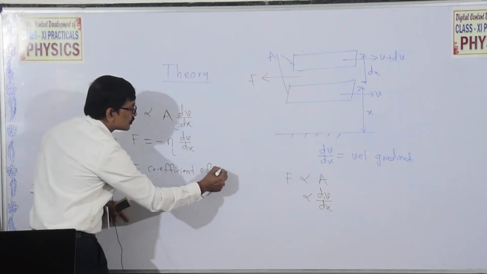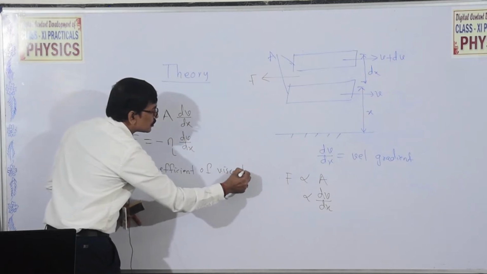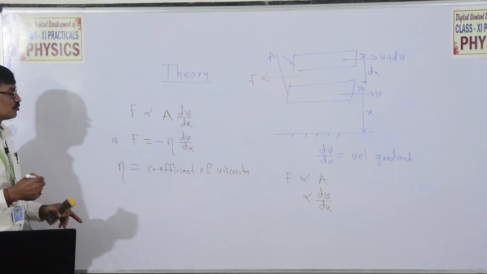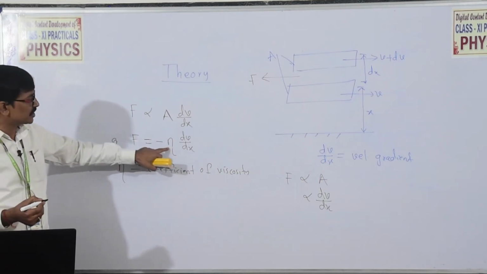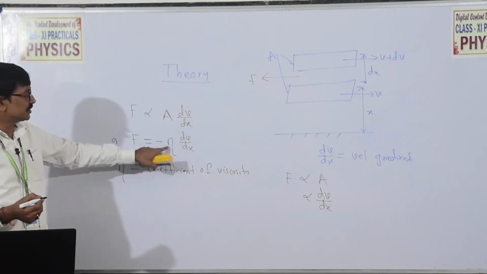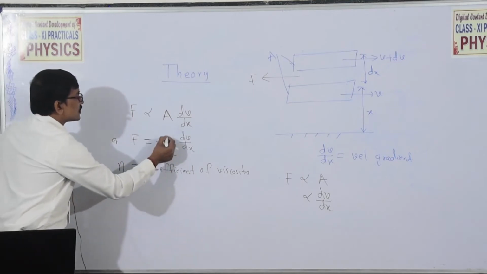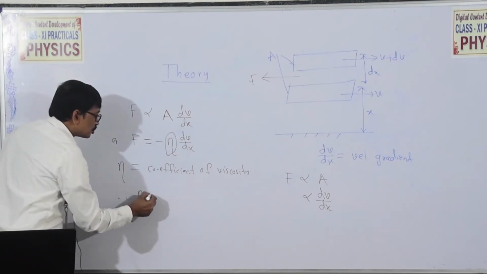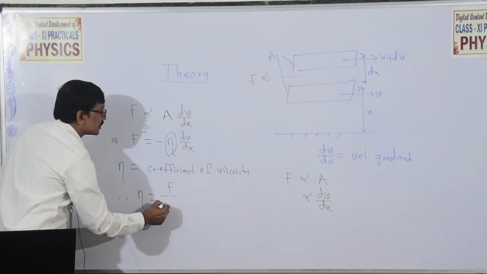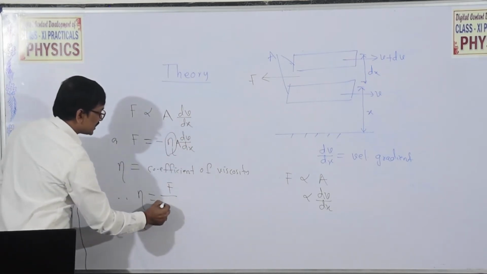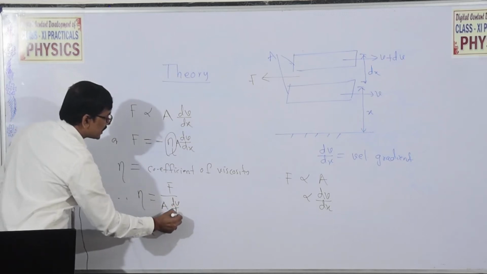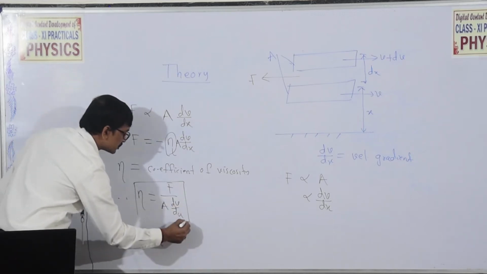The coefficient of viscosity, which we want to measure in this experiment. We measure this coefficient of viscosity. Here we can write that eta equal to F divided by A into dv by dx. This is the coefficient of viscosity.